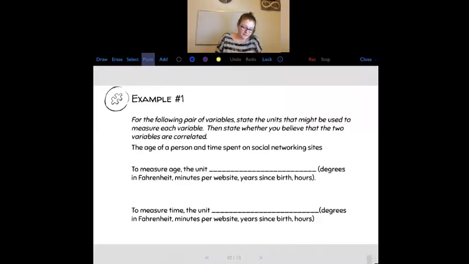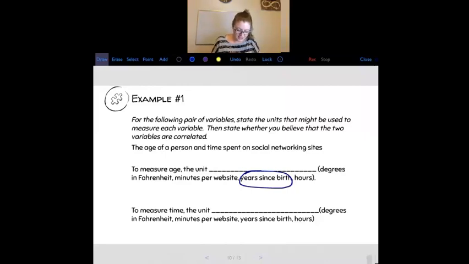For the following pair of variables, state the units that might be used to measure each variable. Then state whether you believe that the two variables are correlated. So the correlation that we're looking at here is the age of a person and time spent on social networking sites. It gives you a couple of options with each unit of measure. To measure age, the unit options are degrees in Fahrenheit, minutes per website, years since birth, or hours. We typically measure age as years since birth, so that would be the correct unit there.